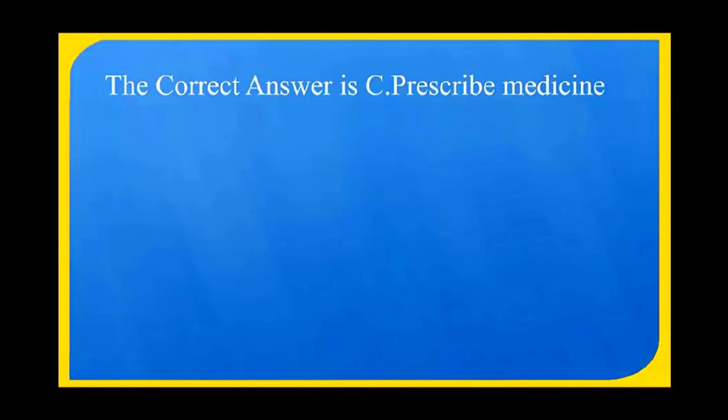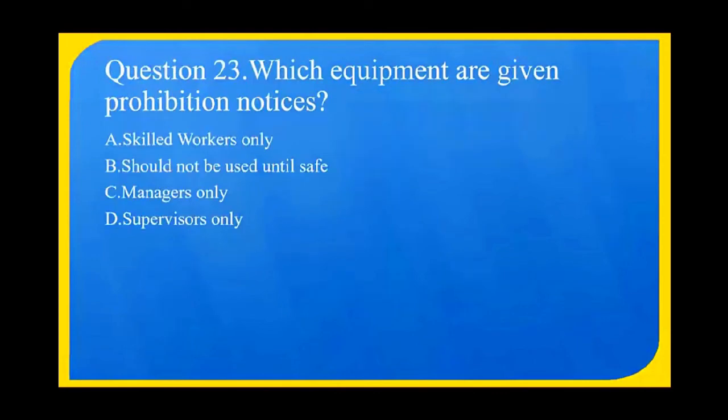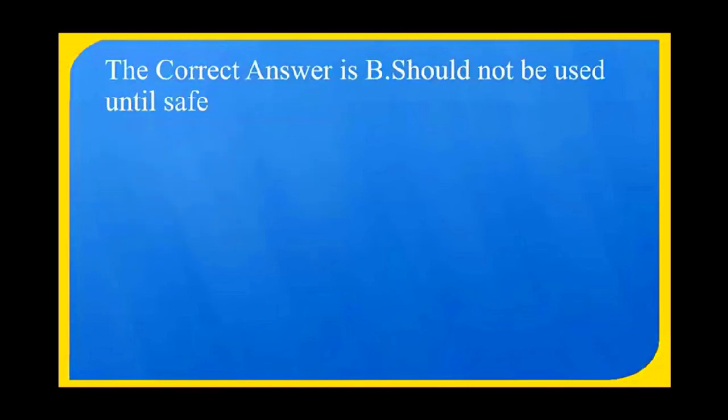Prescribe medicine. Question 23. Which equipment are given prohibition notices? A. Skilled workers only. B. Should not be used until safe. C. Managers only. D. Supervisors only. The correct answer is B. Should not be used until safe.